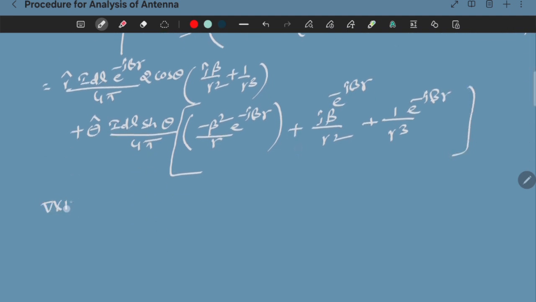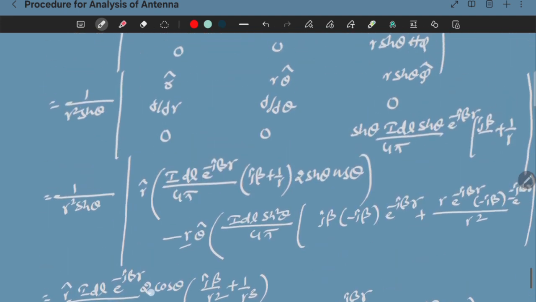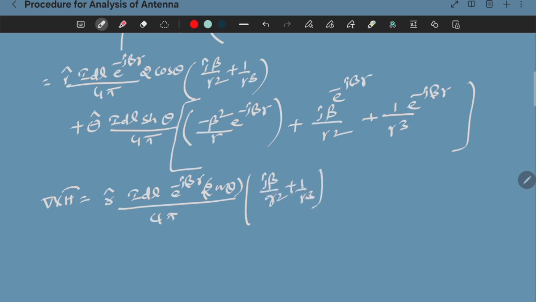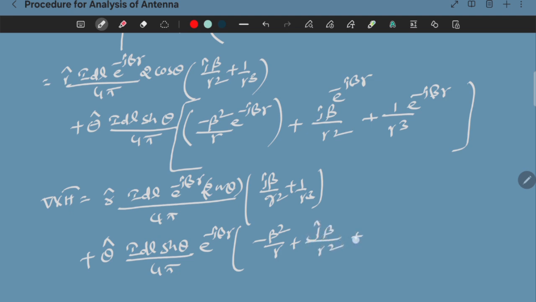So finally, del cross H bar is equal to, we got r cap into I dl e power minus j beta r 2 cos theta by 4 pi, it is j beta by r square plus 1 by r cube, plus theta cap into I dl sin theta by 4 pi into e power minus j beta r, minus beta square by r plus j beta by r square plus 1 by r cube. Like this we can get.